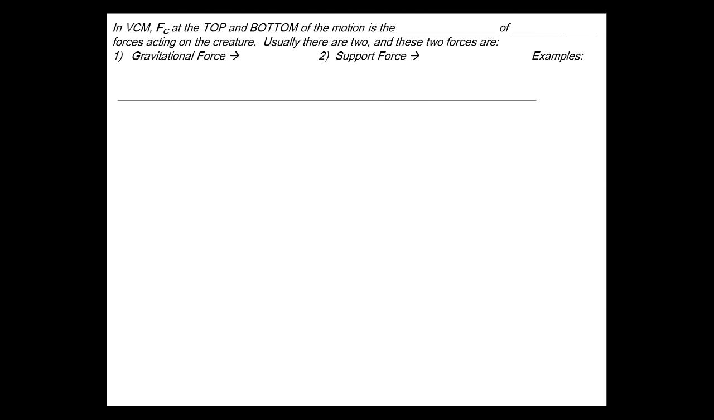When we consider all the forces on an object in vertical circular motion, at the top and bottom of that motion, we find that the centripetal force is the vector sum of all real forces acting on the creature. And there are usually two: gravity, which is mg, and support force, that force that's supporting the object. More commentary on that subsequently.